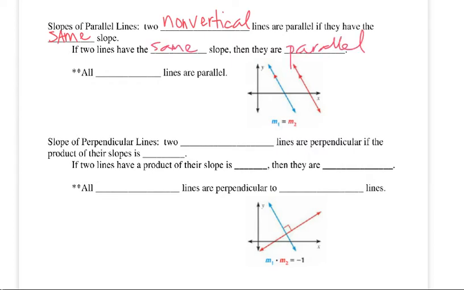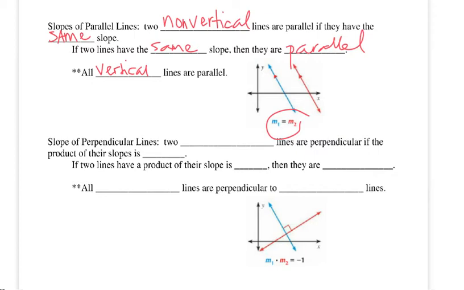So in our picture, we can see that line M1 is parallel to line M2, which is just saying that the slopes of the blue line and the red line are going to be identical. So next we have perpendicular lines, and again it's two non-vertical lines that are perpendicular if the product of their slopes is equal to negative 1.